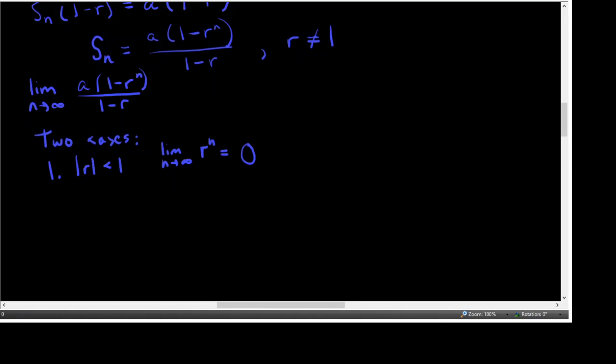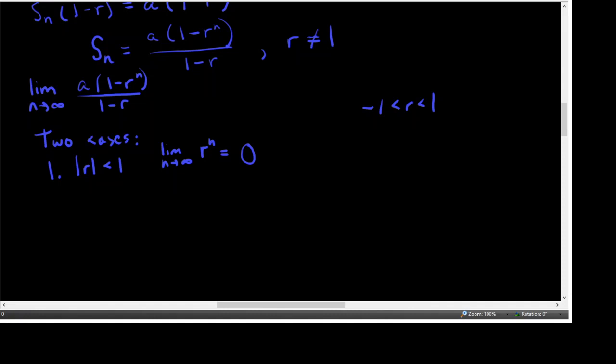Absolute value of r less than 1 is a way of saying that -1 is less than r is less than 1. As it turns out, if r is a negative number between 0 and -1, the limit of that would also be 0. So this is a true statement for what we have.